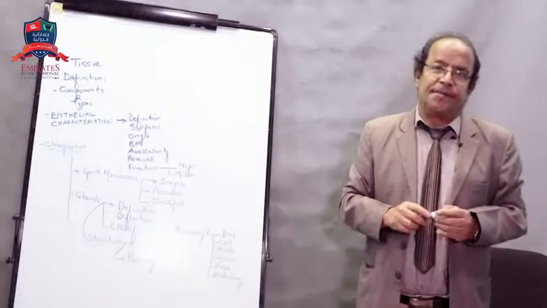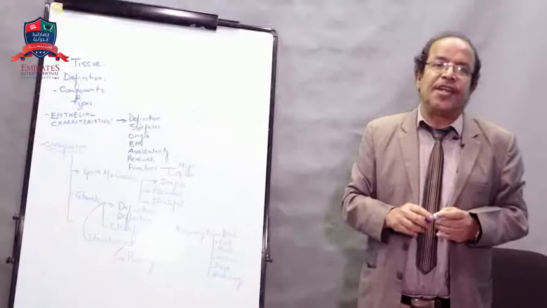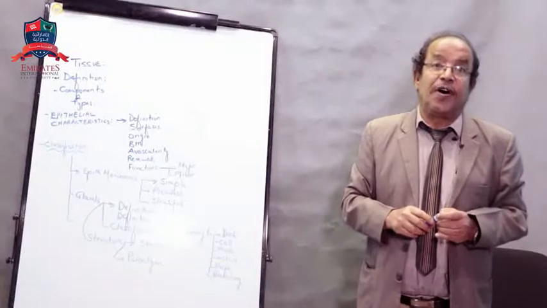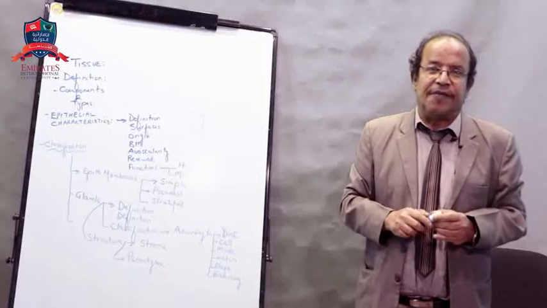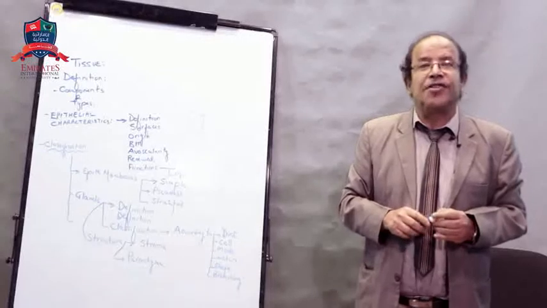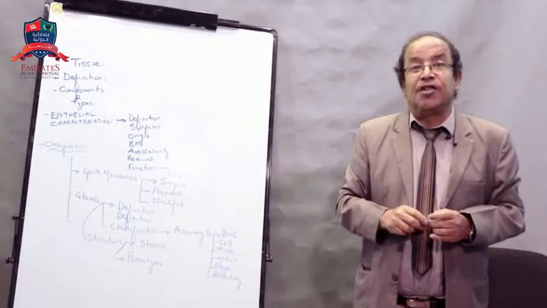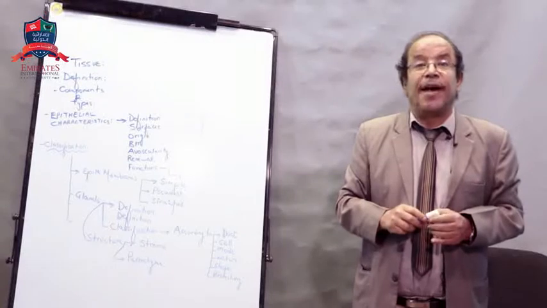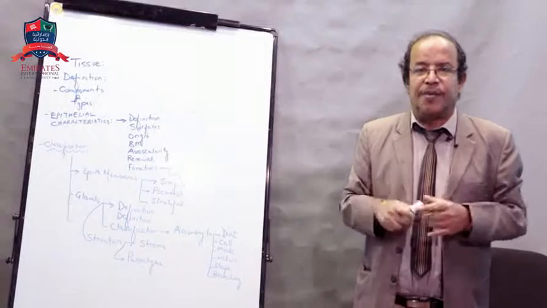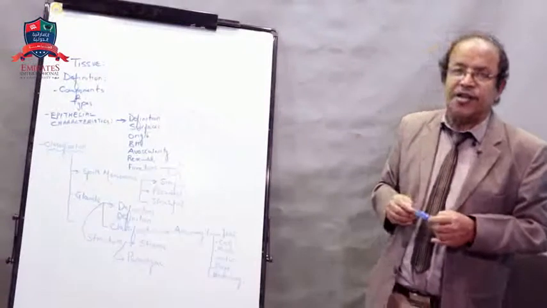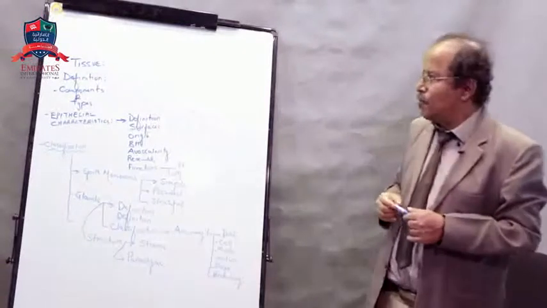Another projection is known as the stereocilia. They are also found where? In the superficial surface. The stereocilia are actually very long microvilli. They are found in the epididymis, or the storage of the spermatozoans. This structure is found in the testis.